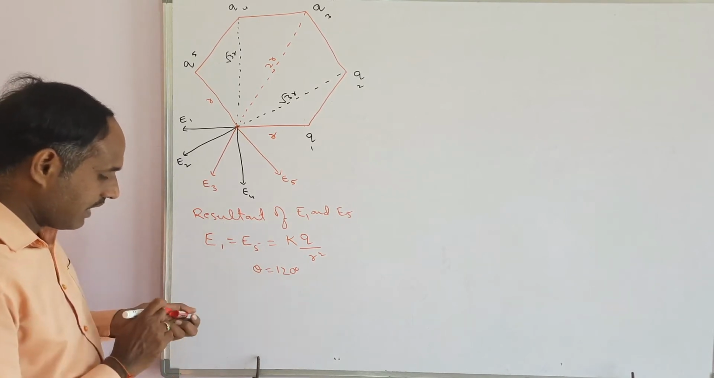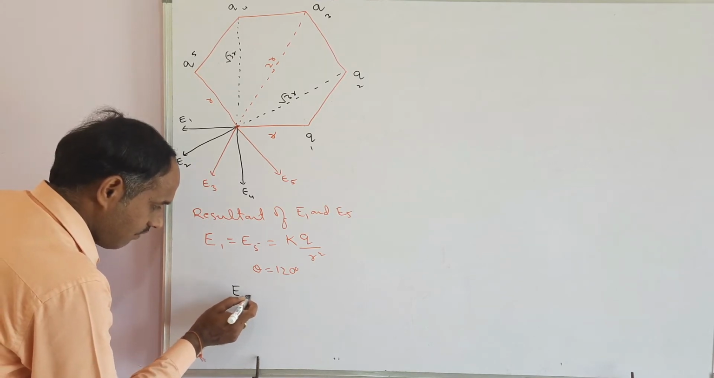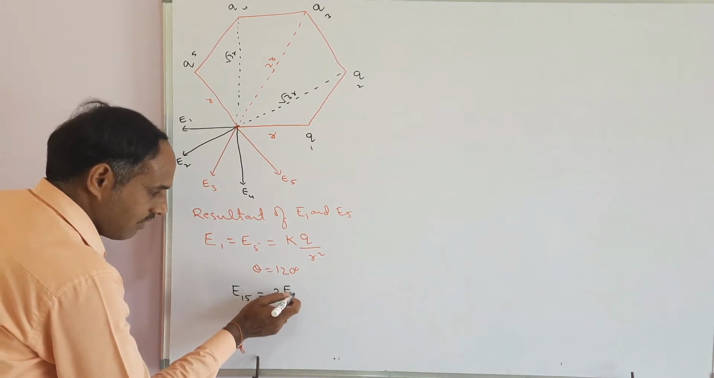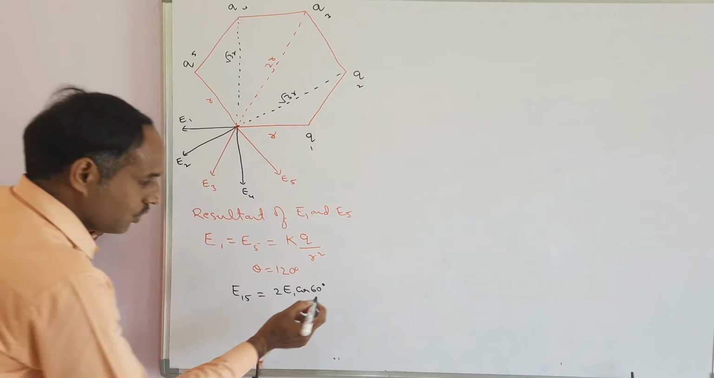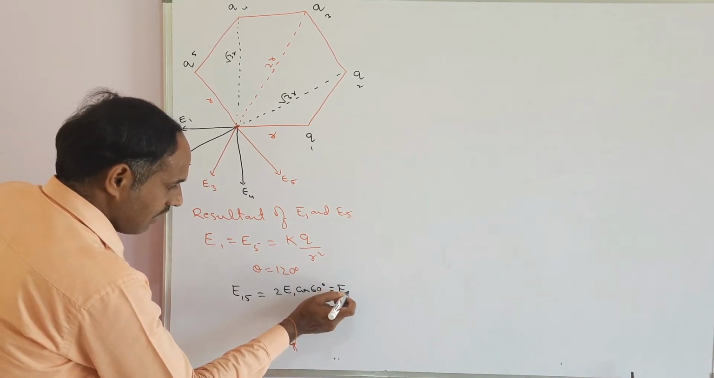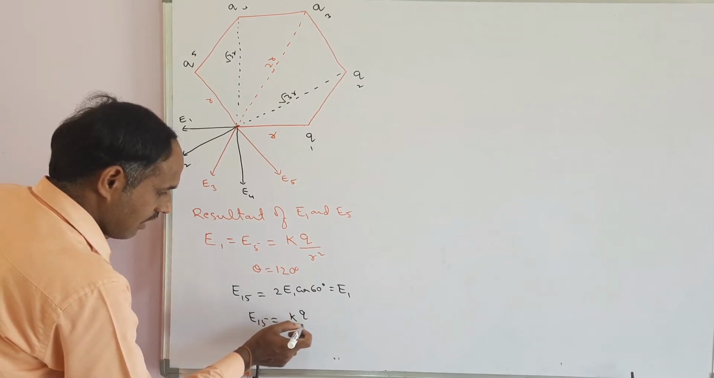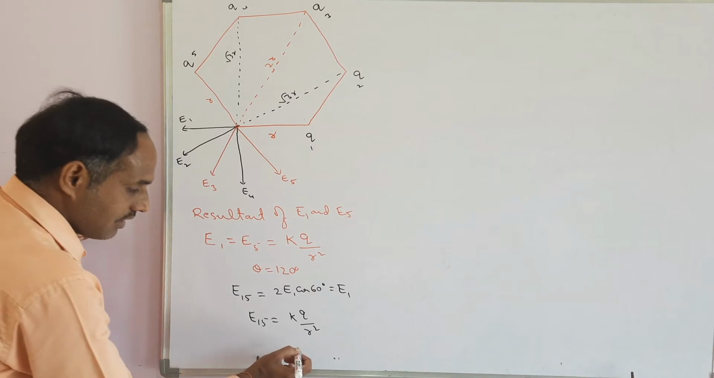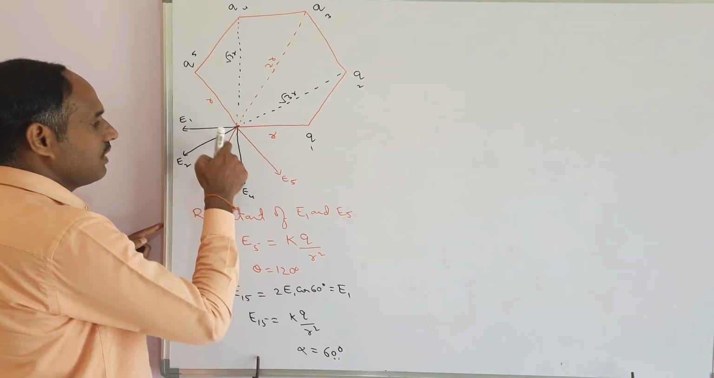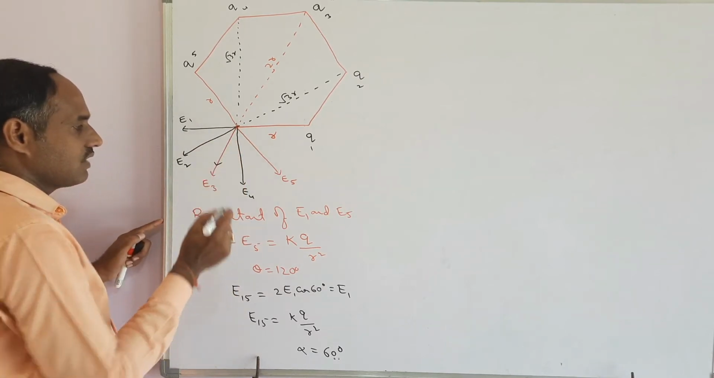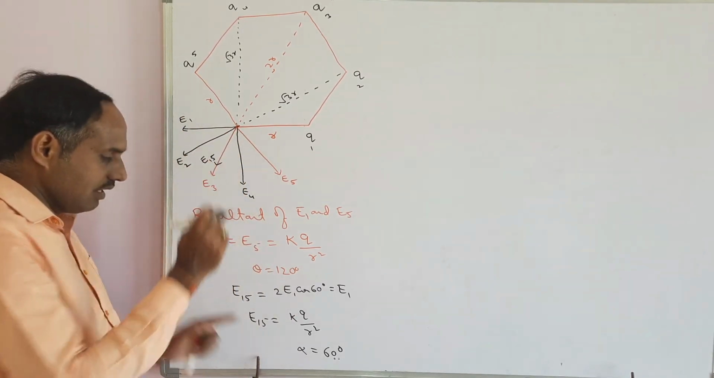When two vectors of the same magnitude have an angle of 120 degrees between them, the resultant of E1 and E5 is 2 times either E1 or E5, times cos 120 by 2, which is cos 60, and cos 60 is 1 by 2. So you will get E1 only, meaning E15 equals K Q by R square, and its direction is along the angle bisector, which should be 60 degrees. See, from here to here it is 60. So along this direction we will have E15.